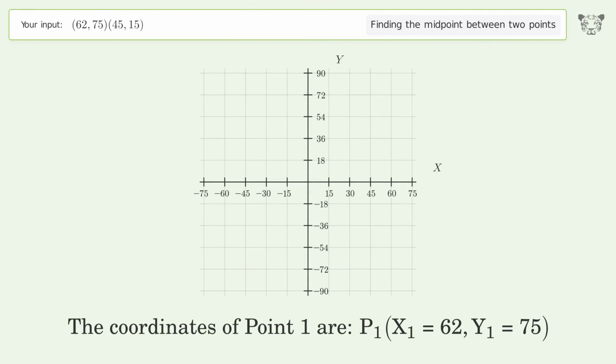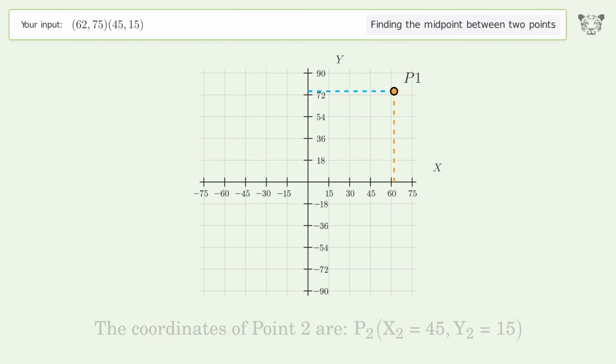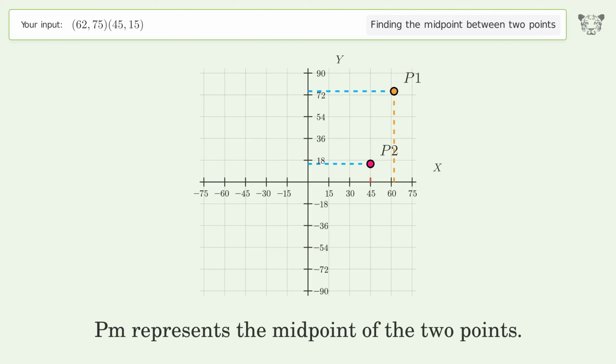The coordinates of point 1 are x1 equals 62, y1 equals 75. The coordinates of point 2 are x2 equals 45, y2 equals 15. PM represents the midpoint of the 2 points.